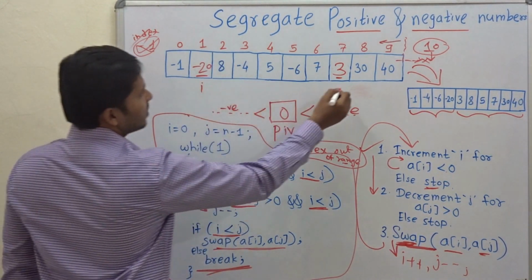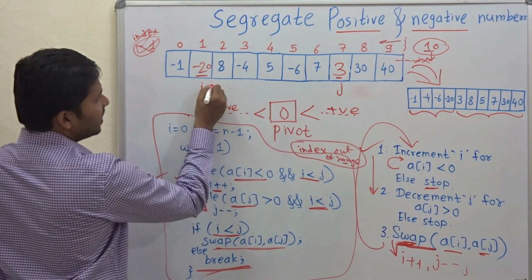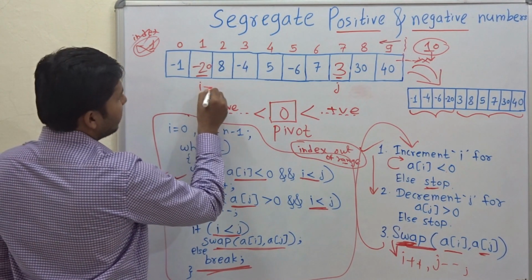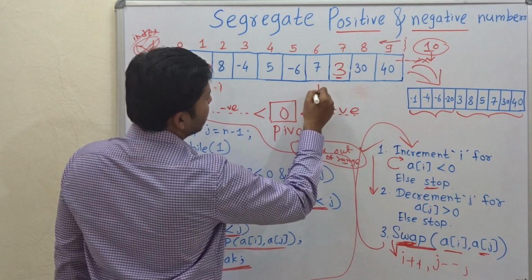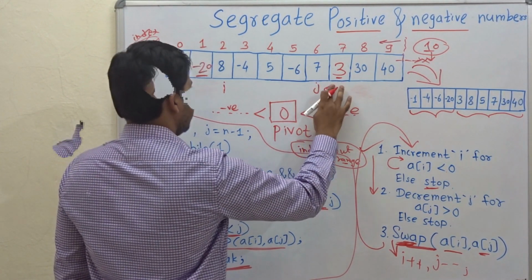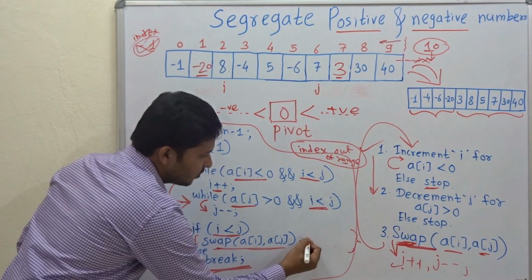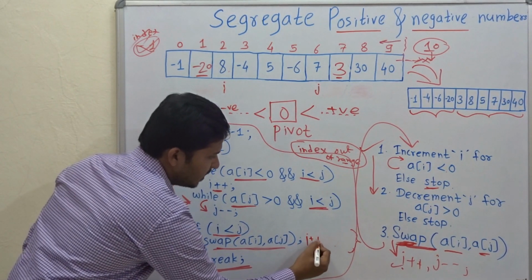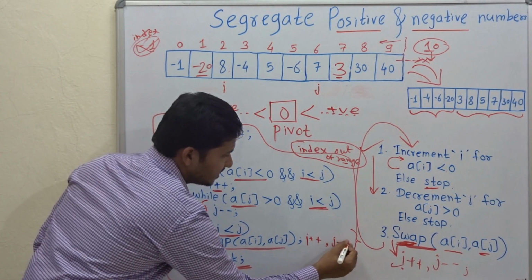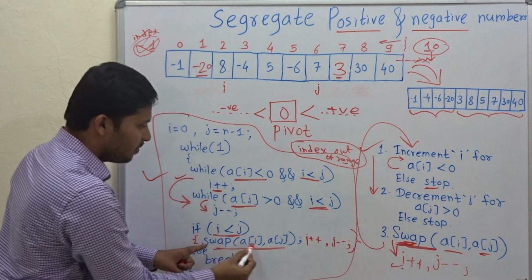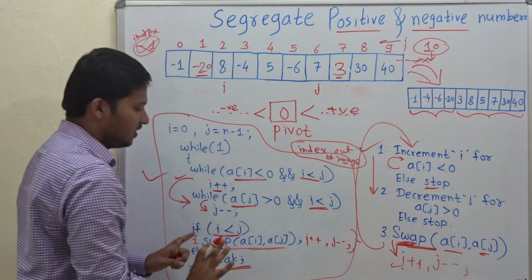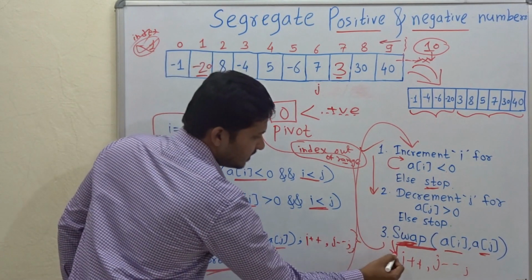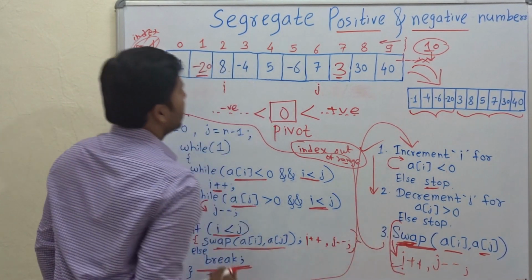So here was i and here was j. Now if we increment it, so increment i, here i is incremented, and decrement j. Okay, so j is decremented. So here also inside the code you mention i plus plus and j minus minus. After swapping you have to make i plus plus and j minus minus. Okay, so this is the total step.